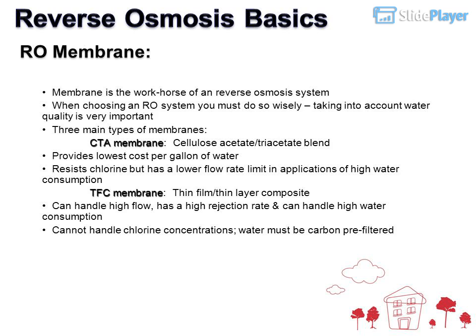RO membrane. The membrane is the workhorse of a reverse osmosis system. When choosing an RO system you must do so wisely, taking into account that water quality is very important. Three main types of membranes. CTA membrane, cellulose acetate/triacetate blend. Provides lowest cost per gallon of water. Resists chlorine but has a lower flow rate limit in applications of high water consumption.